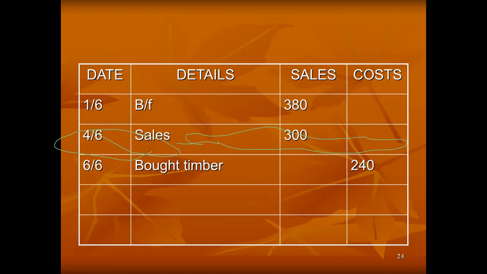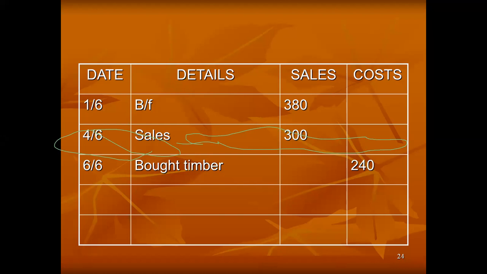This is a single entry. It shows your sales, shows your cost, shows brought forward. So you have your dates, you have details, and you have sales and cost. So in your detail, you have brought forward. In your sales, you have 380. And this 380 was brought forward from the previous month, from your sales of last month. That's what you brought in. That 380 came from last month. Your sales for the present month goes for 300.